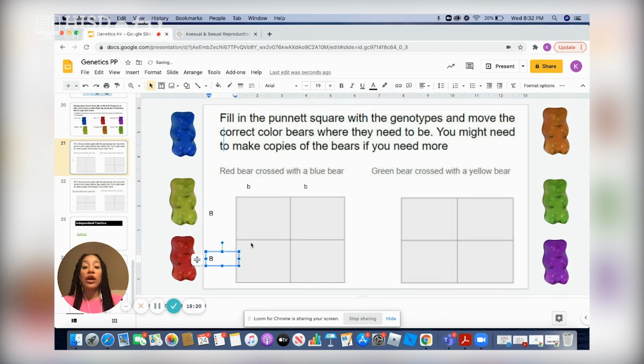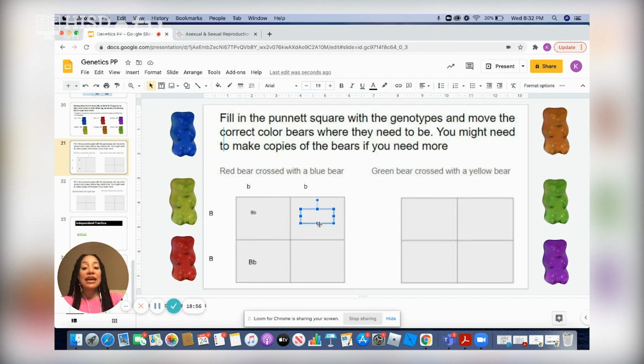And now we're going to determine the pairs for each offspring. So we're just going to put the letters. I'm going to put a capital B, and then I'll put capital B here. And then on this one, I have to use the lowercase b, and then again, another lowercase b. Now, this capital B went in this box, and this capital B went in this box. This lowercase b went into both of these boxes.